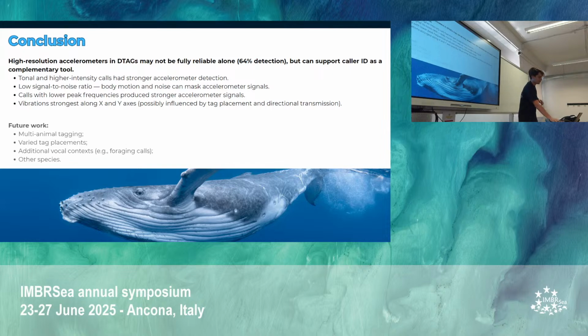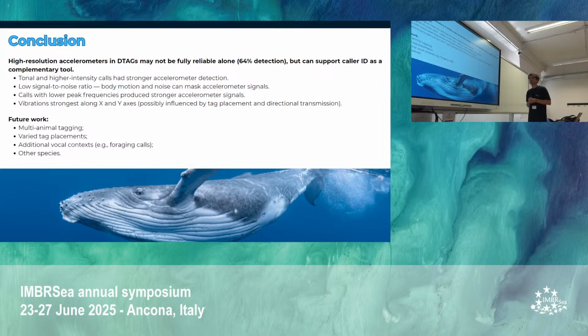And for future work, it would be interesting to tag more animals and also process their data. Also maybe try to check for variety in tag placement. So maybe tagging the animal here with one tag and the other tag here or here, and then check how it differentiates between them. Also adding another vocal context, such as foraging calls and other types of sounds. And of course, also explore other species.